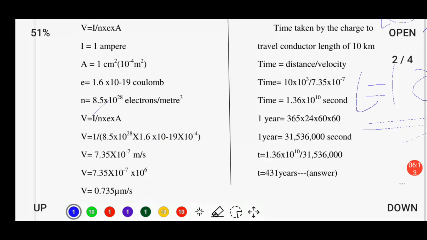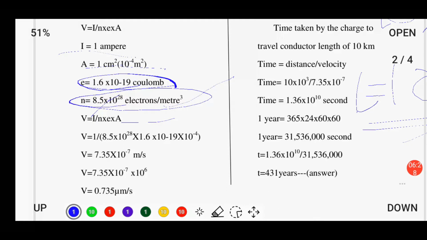So here we already know all four quantities. I is the current, A is the area of cross section, 10 to the power minus 4 meters square, E is the charge on the electron, 1.6 into 10 to the power minus 19 coulomb, and N is the electron density, 8.5 into 10 to the power 28 electrons per meter cube. On substituting all these values, V is equal to 1 divided by 8.5 into 10 to the power 28 multiplied by 1.6 into 10 to the power minus 19 into 10 to the power minus 4.